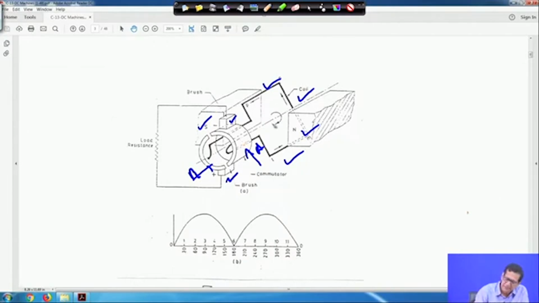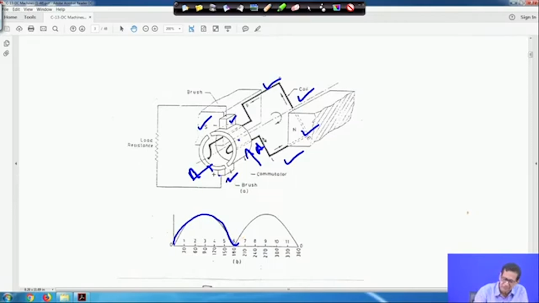One coil side is fastened to segment A of the commutator, and the other side of the coil is connected to segment B. When it is revolving, the way we saw the alternating thing, the mechanism is such that up to the first 180 degrees, the voltage will be like this. After that, what will happen?